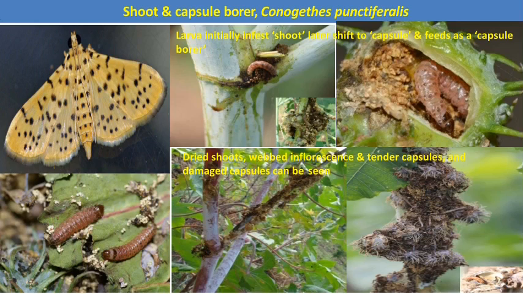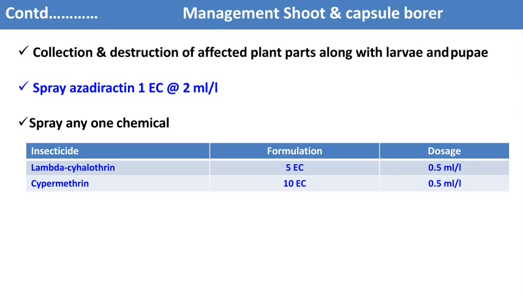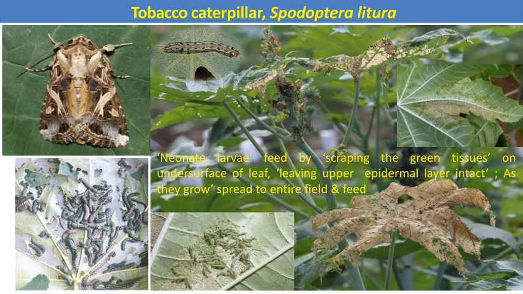As a result of feeding, in case of severe infestation, dried shoots, webbed inflorescence, tender capsules, and damaged capsules can be seen in the infested plants or crop areas. For management, lambda-cyhalothrin and cypermethrin are the recommended insecticides against the castor shoot and capsule borer. Next is the tobacco leaf-eating caterpillar. It is also a major pest of castor.